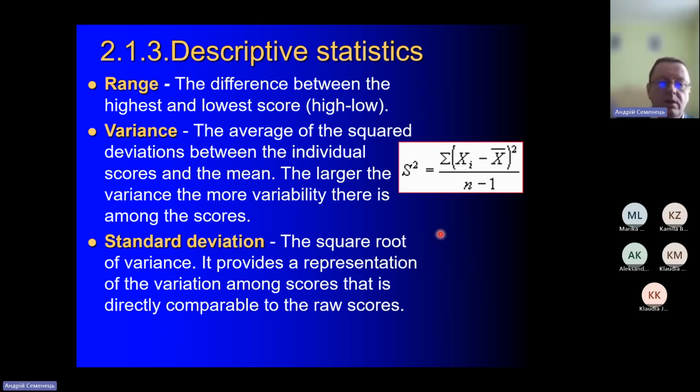So if we talk about assessment of variability, as I already said, range is the difference between the highest and lowest value; variance is the squared deviation between individual scores and the mean; and standard deviation is the square root of variance, a representation of variation among scores that's directly comparable to the z score.